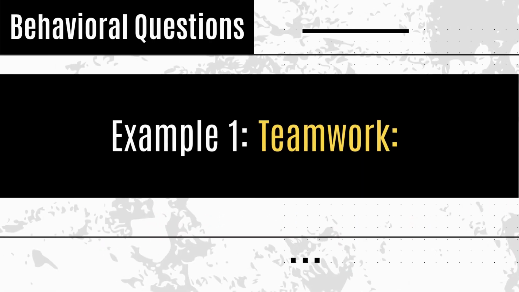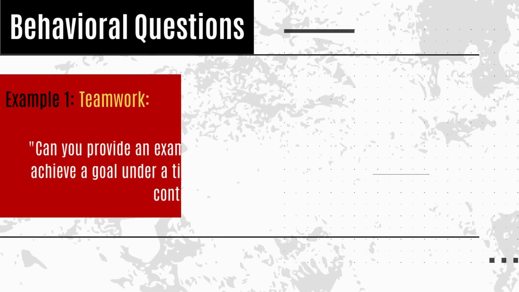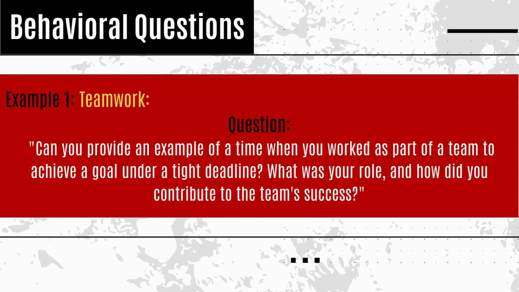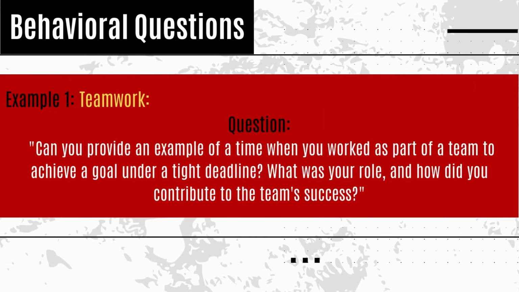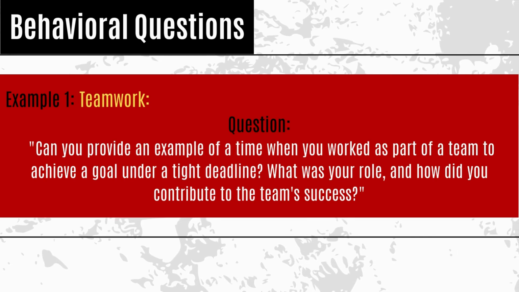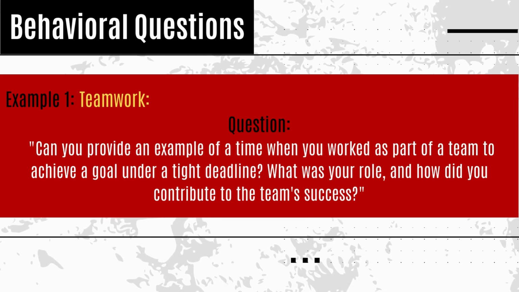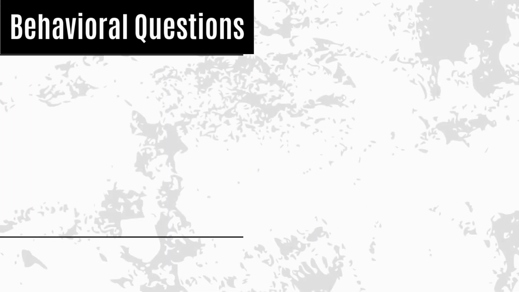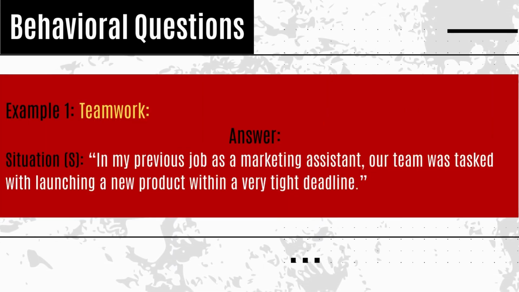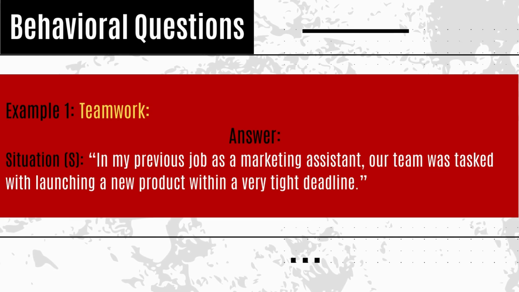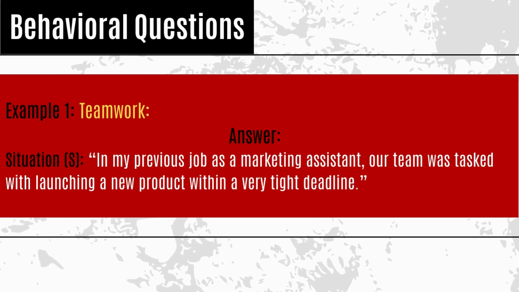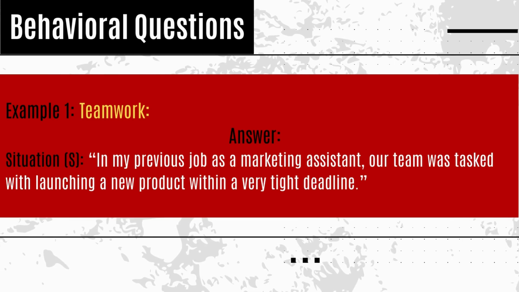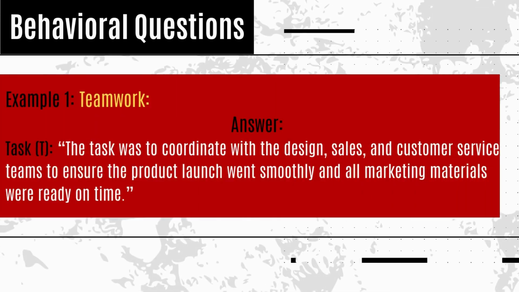Example 1. Teamwork. Question: Can you provide an example of a time when you worked as part of a team to achieve a goal under a tight deadline? What was your role, and how did you contribute to the team's success? Answer. Situation: in my previous job as a marketing assistant, our team was tasked with launching a new product within a very tight deadline.